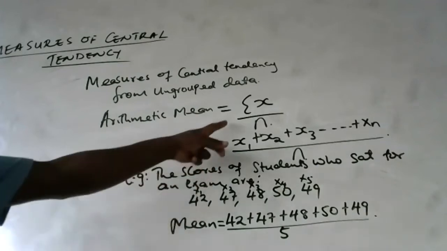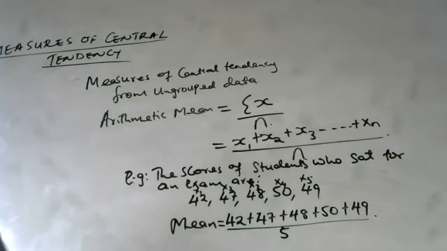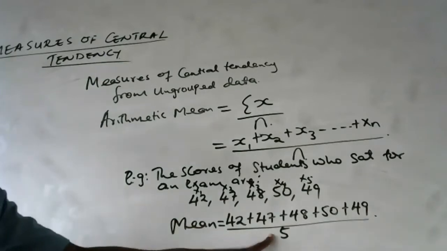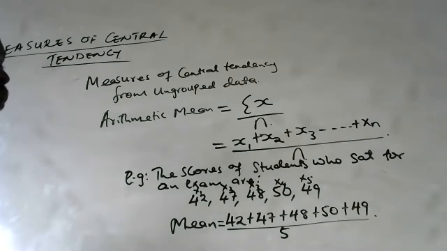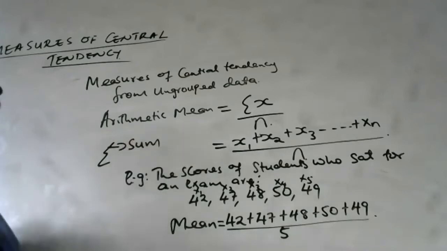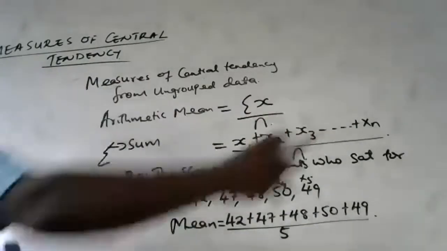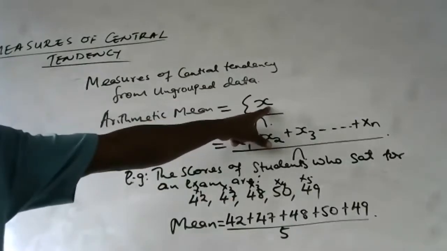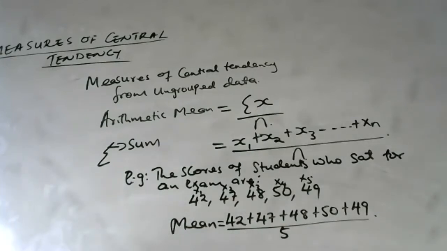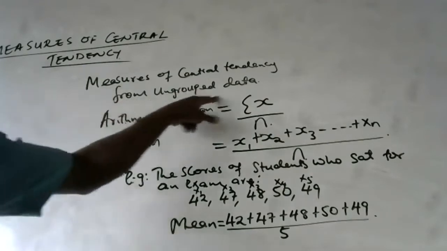So it is simply the sum of the x's, and then we divide by how many the numbers were. In this case, we had 5 numbers, so we divide by 5, and that gives you the mean. So whenever you find this sign, just remember it is talking about the sum. You just add the values that are in front of that sign. The values that we have are represented as x, and you can do that very easily. That is how we get the mean for ungrouped data.